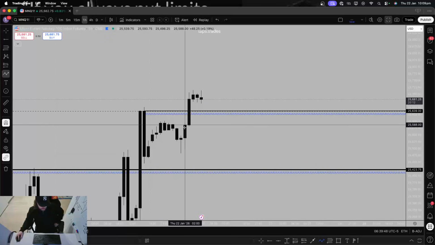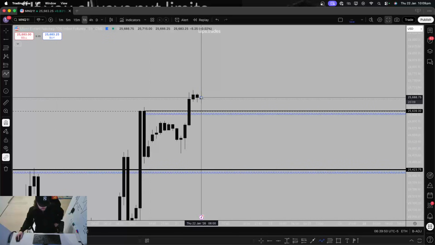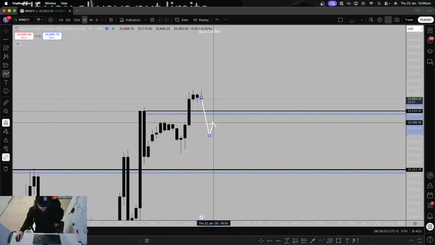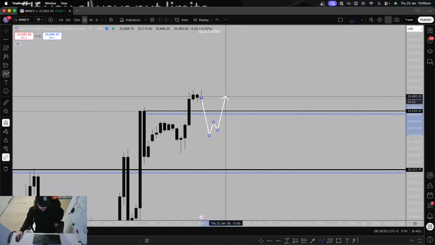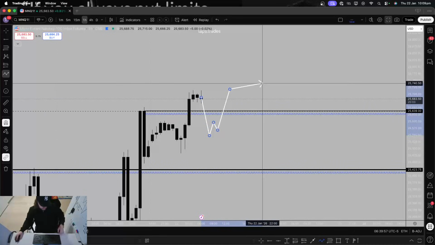So very clearly we can see this is the indication, this is the correction. Price then does something like this before continuing up. So that's sort of what I'll be looking for.